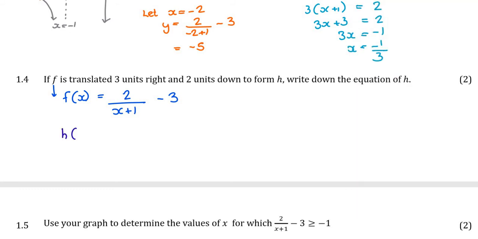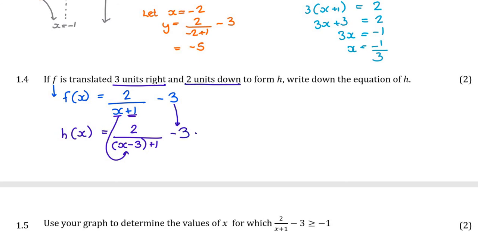Right, so who's h? h is a new graph, and I'm translating 3 units right, which means wherever you see x, I'm going to replace x with x minus 3, because I'm going 3 units right. So you'll notice the plus 1 is still there, but instead of writing x, I wrote x minus 3. Now, minus 3 was there in the equation already, but now I need to go further 2 units down. So I'm minus 2, which means if I neaten that up, this new graph is 2 over x minus 3 plus 1, so that's x minus 2 minus 5.